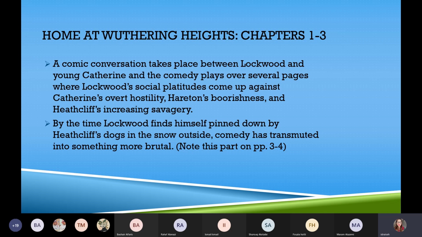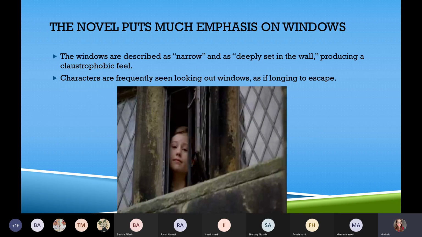And Hareton, with his brusqueness, and Heathcliff's increasing savagery, according to Lockwood, of course. So all these people, like I said, just don't fit together. And ultimately, the dog attacks Lockwood outside the door. So suddenly you have a comic situation that, in just one moment, shifts into a very brutal one. And like I said, this really doesn't go with the general structure and general content of what you would have in a realist novel of the time.